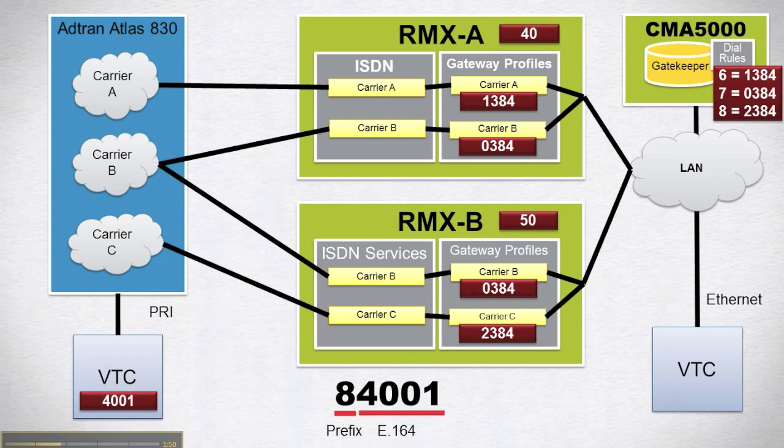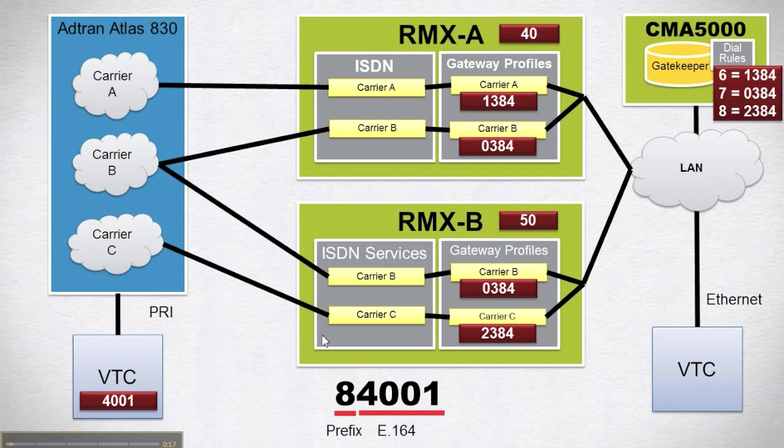Of course, just like in the previous video, you'll see the ISDN services in relation to the Adrian Atlas that I have here. All of that goes into another VTC system that I have in front of me, another HDX, which is responding to 4001 on the ISDN line. Okay, so that's the environment.